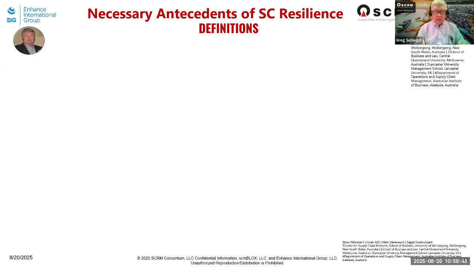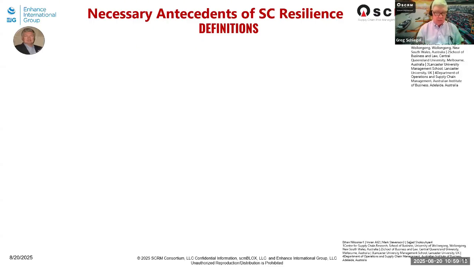This article comes from a host of academicians. They represent the University of Wollongong in New South Wales, Australia, Melbourne, Australia, Lancaster University in the UK, and the Department of Operations and Supply Chain out of Adelaide, Australia. Thought it was very, very interesting.